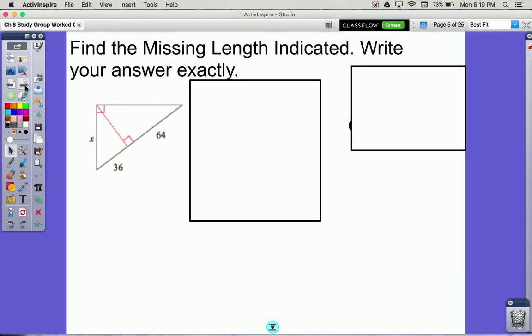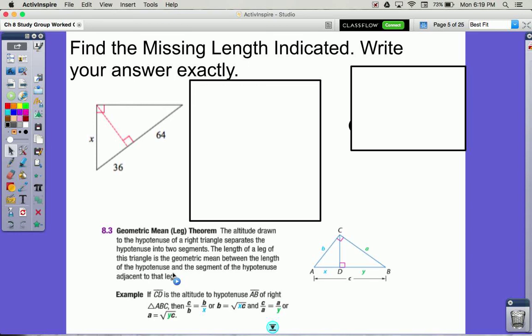On this one, we're looking for a leg, and again, I pulled out this theorem. It says that the altitude drawn from the hypotenuse of a right triangle separates the hypotenuse into 2 segments, which are x and y in this case. The length of a leg of the triangle is the geometric mean between the length of the hypotenuse and the segment of the hypotenuse adjacent to that leg. So in this case, this would be x times c to find b.